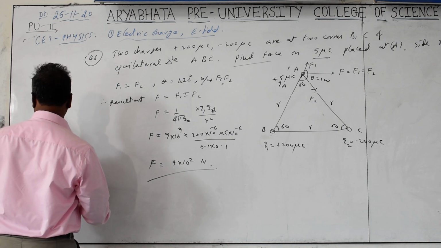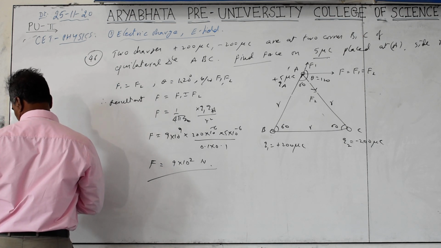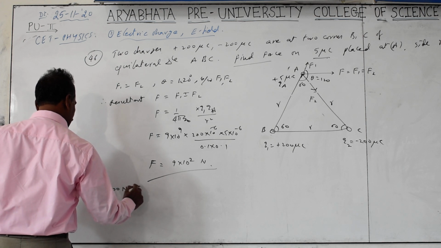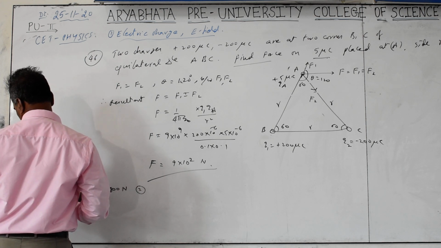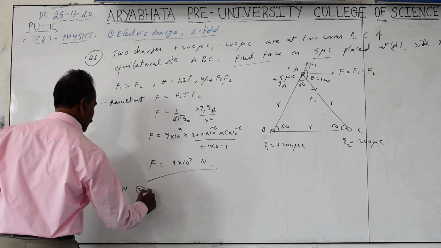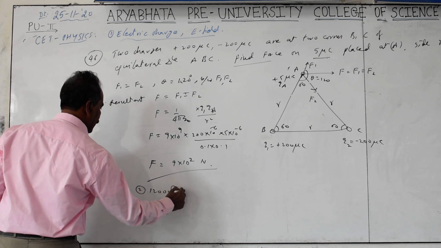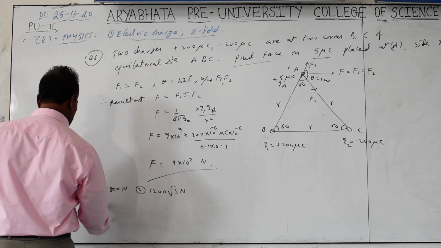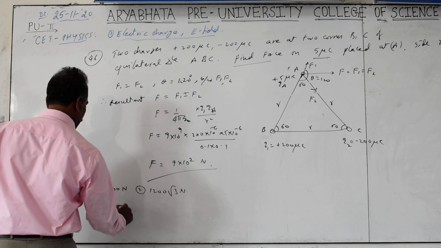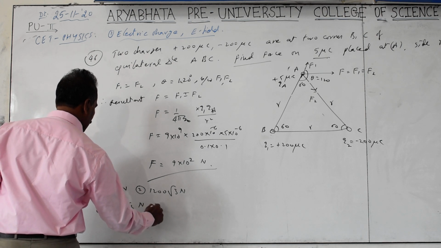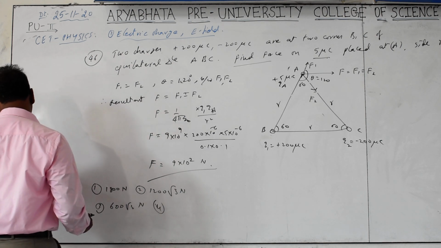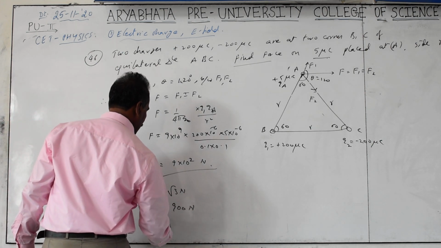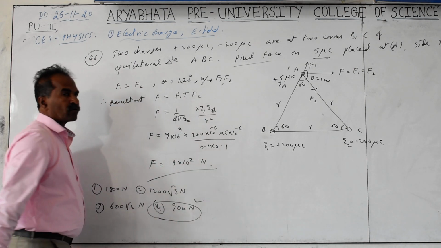The options given are: first, 1800 units; second, 1200; third, 600; and the fourth option is 900 units. The answer is 9 into 10 to the power 2, which means 900 units.